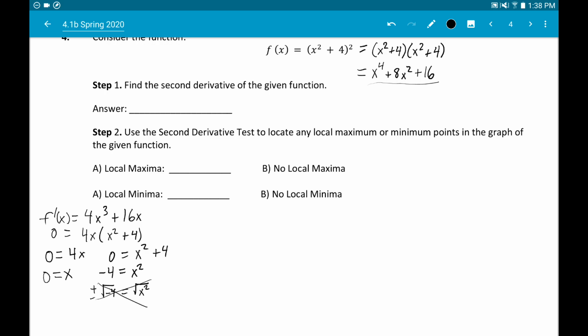Now, if we were dealing with electronics or physics, something like that, it'd be different. We'd have to deal with imaginary numbers, but we don't have to worry about that in business. So we actually only have the one critical value, 0. Let's go ahead and get our y value for it. So 0 to the 4th plus 8 times 0 squared plus 16. It's going to be 16. So we've got a critical point of (0, 16).